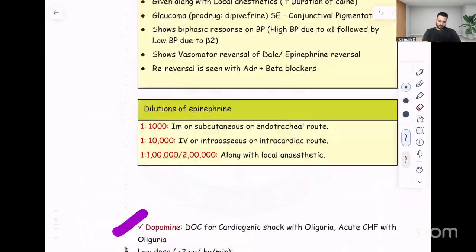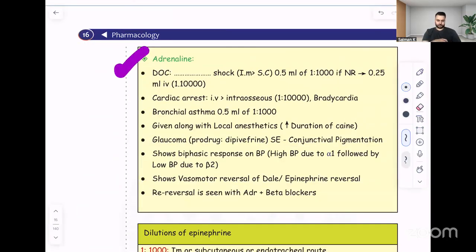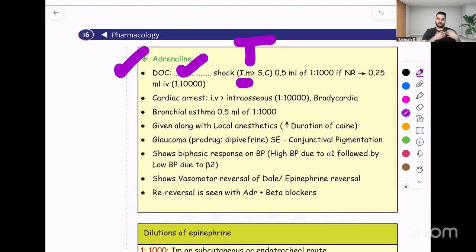Okay, and especially from this, adrenaline. We know adrenaline is the drug of choice for anaphylactic shock. It is given intramuscular on the thigh. Okay. And the route that we said is IM, that is preferred more than IV. IV has a stronger effect on the heart. Since IV is better on the heart, we use it for heart diseases. Are you understanding? That's why we use it in cardiac arrest, etc.